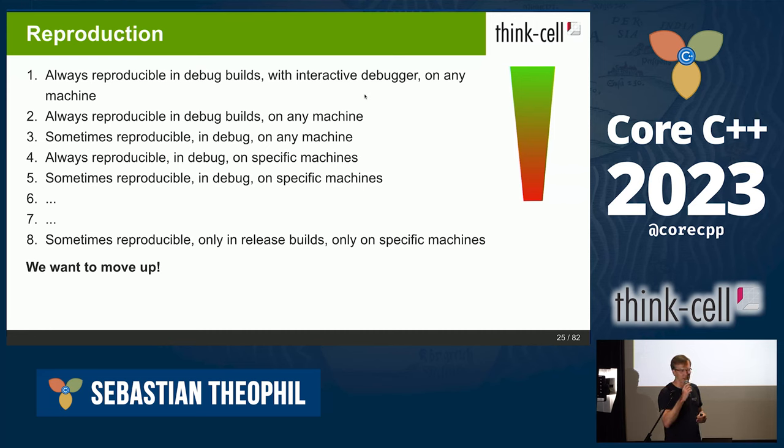But then it goes down until you arrive at a case where a bug is only reproducible sometimes, only in builds with specific optimization settings, and only on very specific machines. And the first techniques that we have to try are techniques that make things easier to reproduce, that move us up here, that force issues to appear, so to speak. So what can we do?